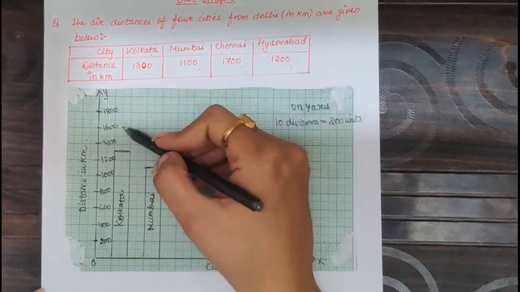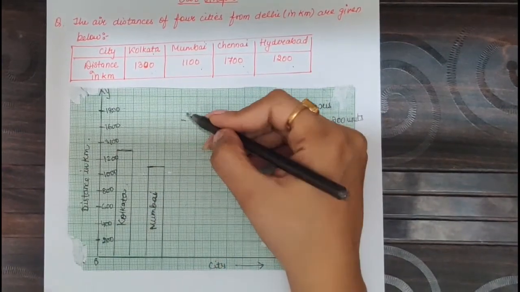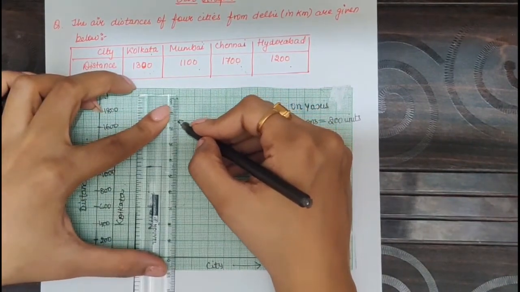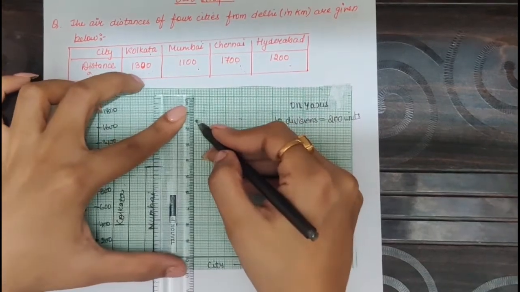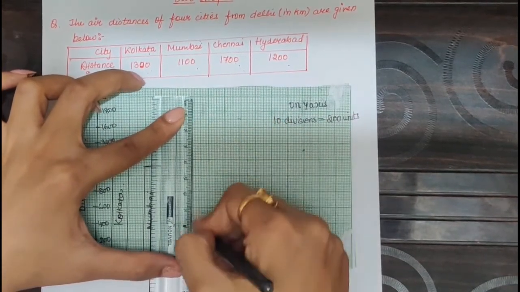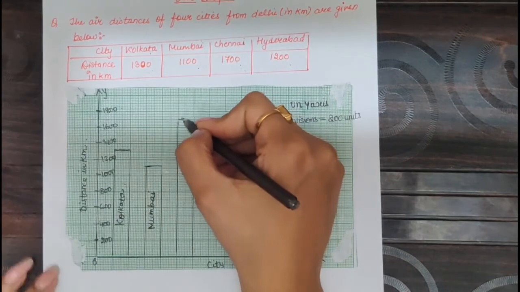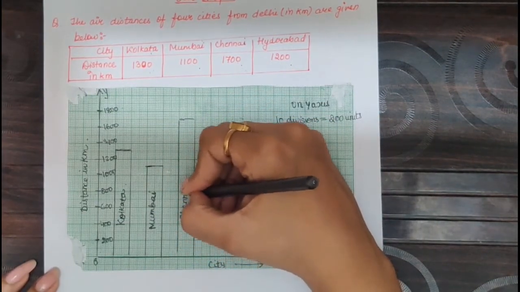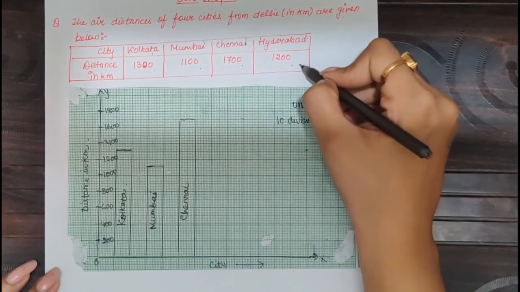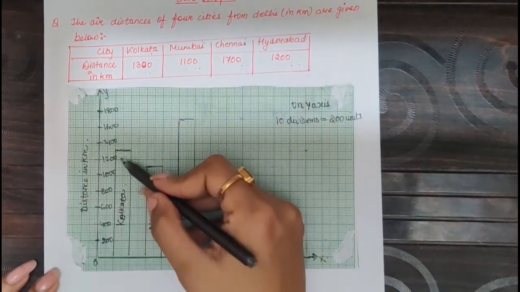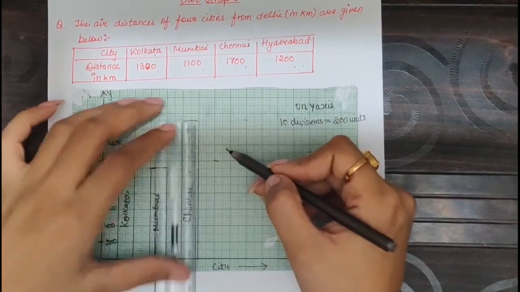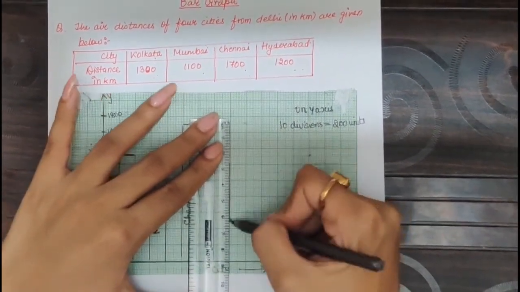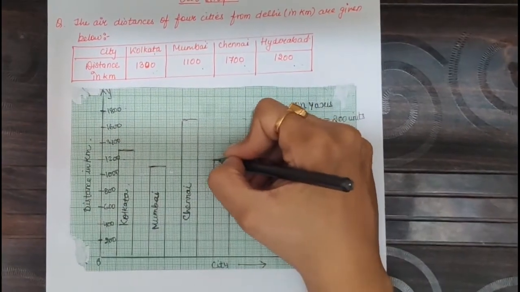Now for Chennai, the distance is 1700. Draw a bar representing 1700 on the y-axis for Chennai. For Hyderabad, the distance is 1200. Draw a bar representing 1200 distance for Hyderabad.